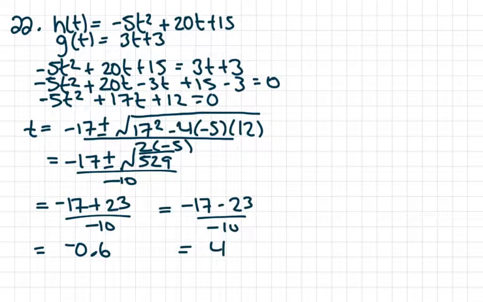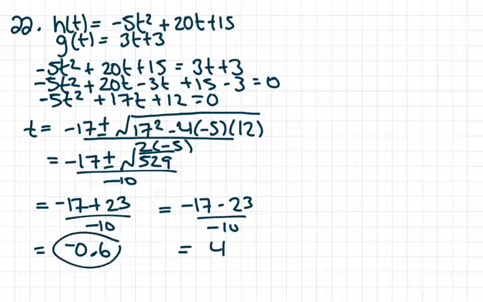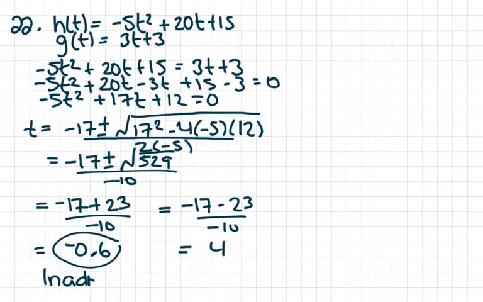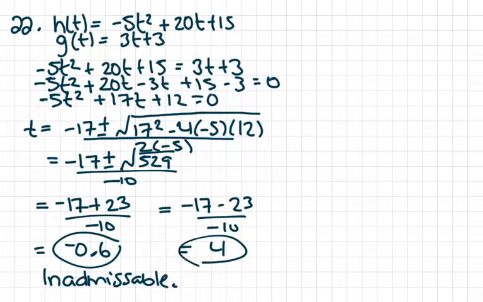So I have two answers. Now I need to think about the question. So t in this question is time. One of my answers is negative. Time can't be negative. So this solution here is inadmissible, which leaves me with 4 being my correct answer. So the question was, will the paintball hit the baseball? Yes, it will. And when? So that's at time 4 seconds.